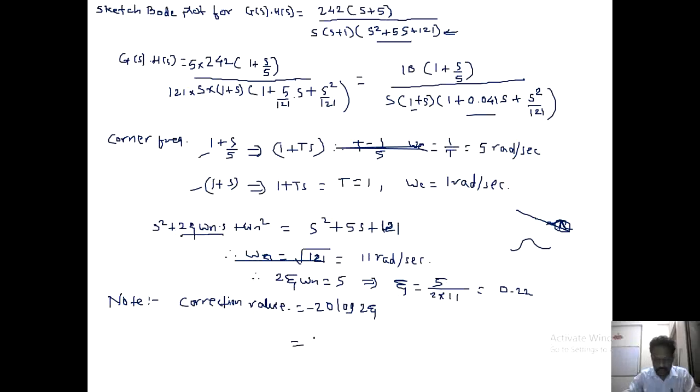So the correction value is minus 20 log twice zeta. Zeta is 0.22. So the correction value in decibel is plus 7.13, if you calculate it, 7.13 dB.